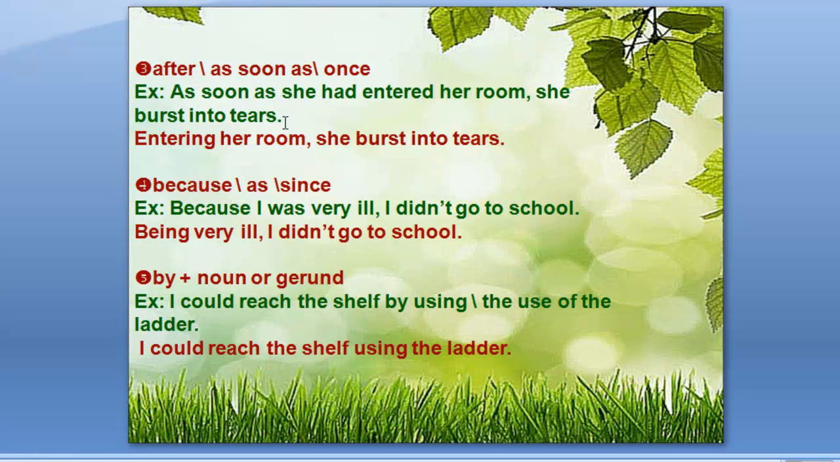It can replace after, as soon as and once. As soon as she had entered her room, she burst into tears. I can say entering her room, she burst into tears. It can replace because, as, and since if it gives the same meaning as because. Because I was very ill, I didn't go to school. Instead of because I was, I can say being. Being very ill, I didn't go to school.